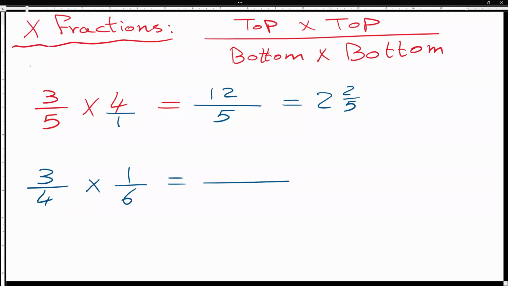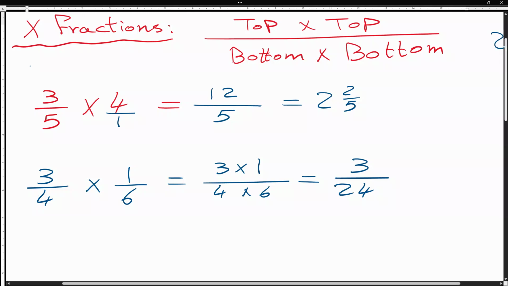This is easy. Again, I am multiplying. So it's 3 times 1 divided by 4 times 6, which is equal to 3 times 1 is 3, divided by 24. Now, I need to simplify this. So I need to use the golden numbers, 2, 3, 5, 7, or 11.